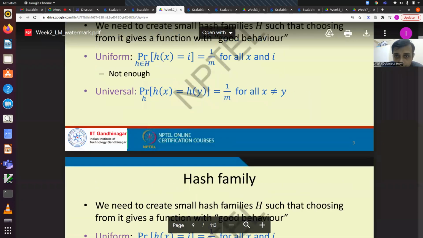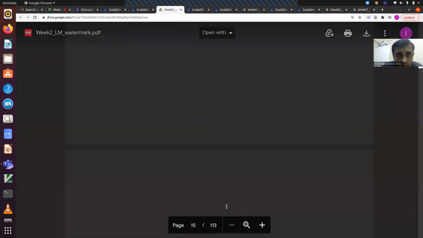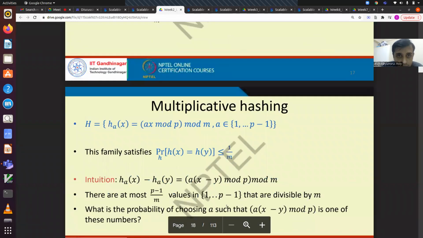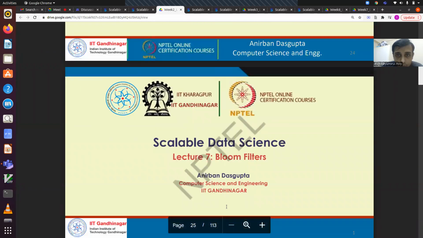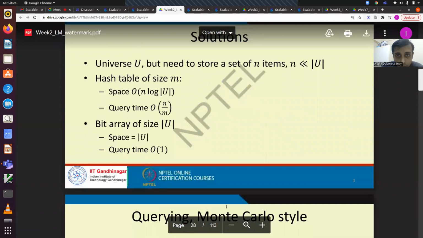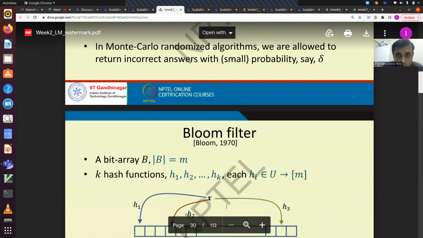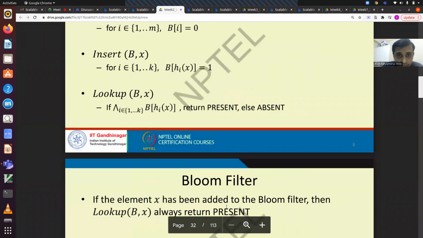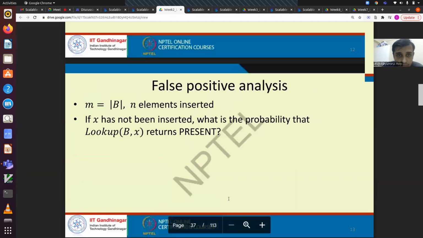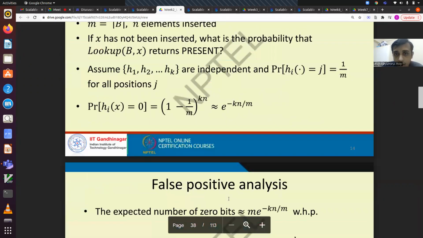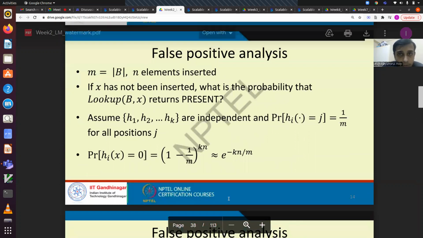Do you have the slide number? Slide number, or I'll scroll. So Bloom filters is the one, right? Yes. Sir, it's nearby also. This one, right? Okay.